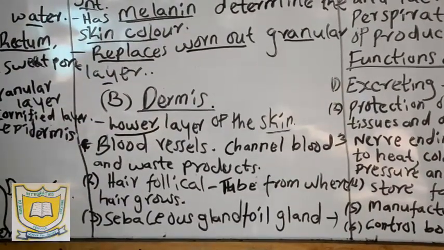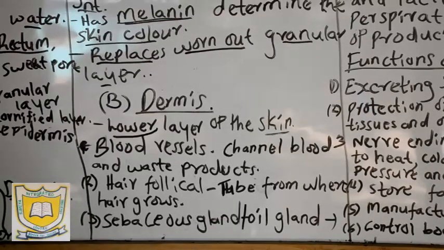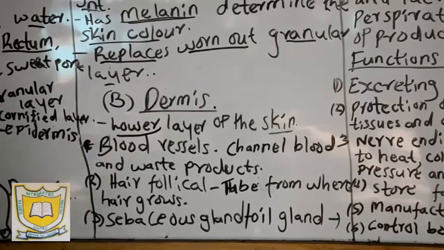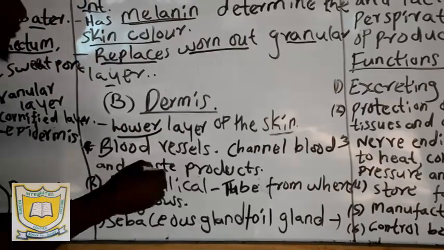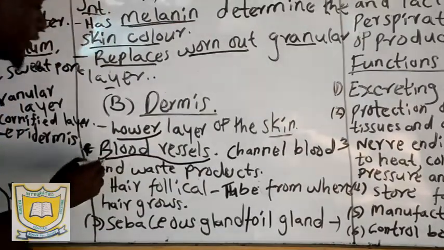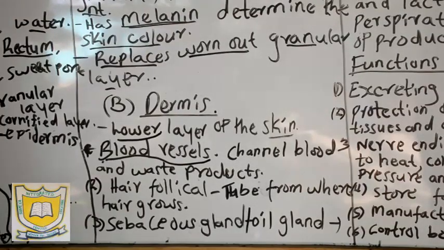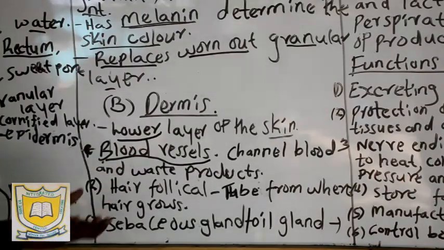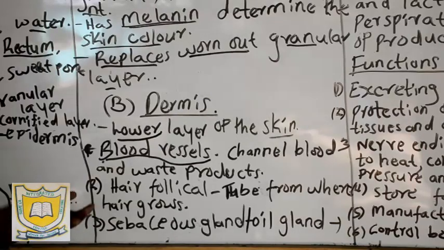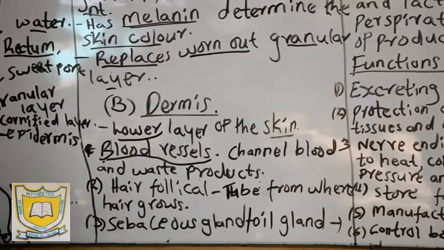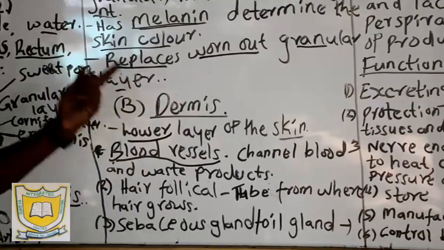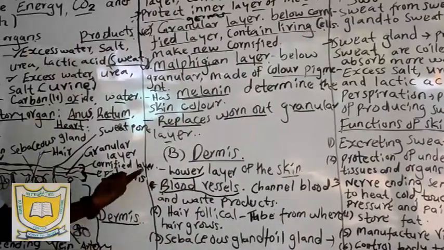Now, what are the parts that make up the dermis? The dermis is made up of, number one, the blood vessels. When you talk about the circulatory system, it consists of blood vessels and the heart. You discussed all about the blood vessels, where you talked about the veins, the arteries, and the capillaries.